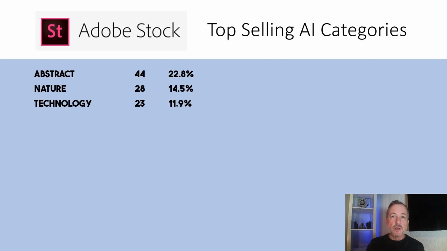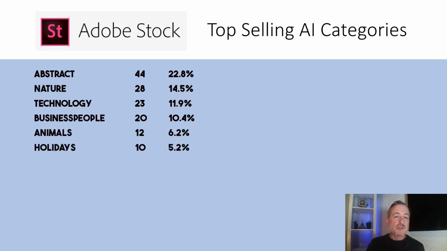Technology. So this is going to be, you'll see in a moment, computers, AI, cloud computing. Business people, 20 of the top 200, that's 10%. And you'll see some surprising things when I do the breakdown in a moment. Animals, 12 or 6%. Holidays, you saw a Christmas image a moment ago, but that's not the only holiday to keep in mind. Space, 4.7%, 9 of the images.